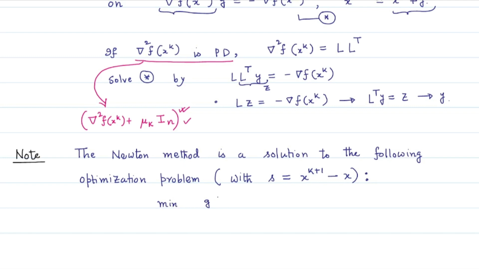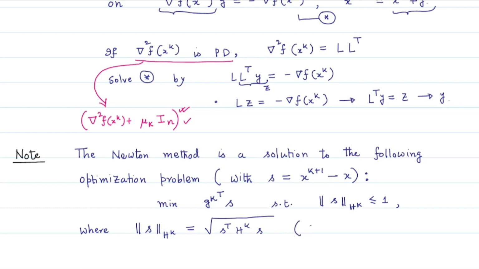The pertaining optimization problem is minimization of the gradient times the vector s, subject to the norm of s with respect to the Hessian matrix, which we refer to as the ellipsoidal norm, being less than or equal to 1, where this ellipsoidal norm is given by the positive square root of s transpose Hk s. Here Hk is the Hessian matrix of the function f at xk, and we are assuming this Hk is a positive definite matrix. Only then is Newton's method well defined, so that the inverse of the Hessian can be computed and the pure Newton direction dk is a descent direction. So we assume here that Hk is a positive definite matrix.